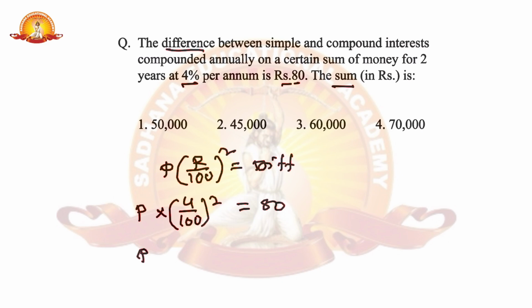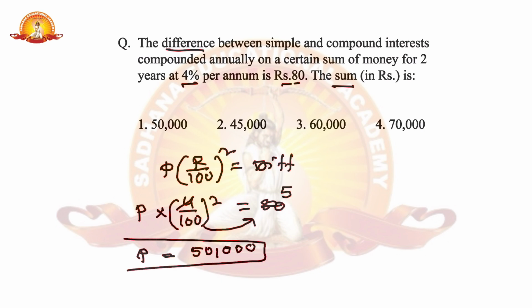Therefore the principal is equal to 80 divided by 4 square, which is 16; 16 cancels into 80 five times. 5 times 100 square is 10,000. On the right side, 5 into 10,000, the answer will become 50,000. The first option is the correct answer.